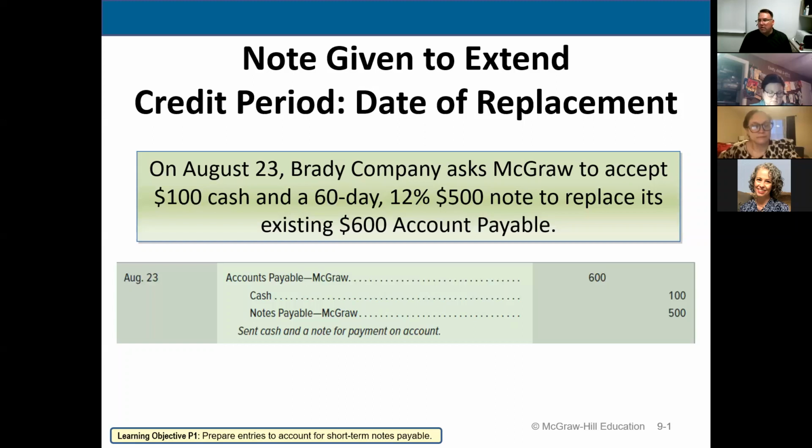And so when that happens, all you really do is debit the accounts payable to get rid of that account payable, and credit a note payable. In this case, they happen to pay some cash too. So they're going to debit the accounts payable, credit cash for the amount of cash, and then credit the note payable for any remaining amount. Again, I think this is pretty straightforward with stuff we've done in the past.